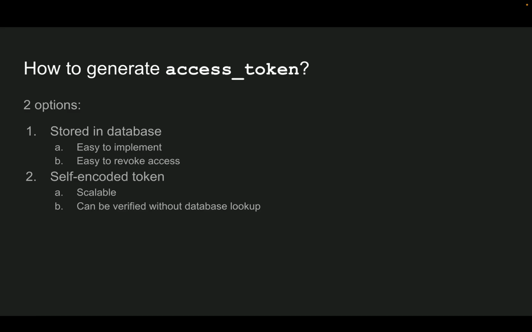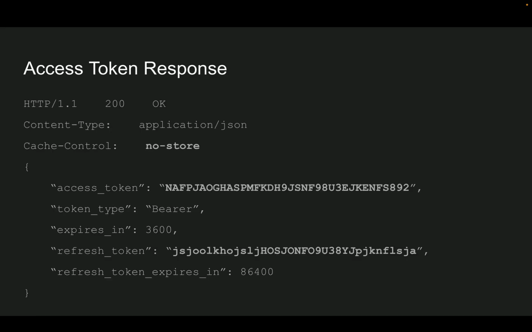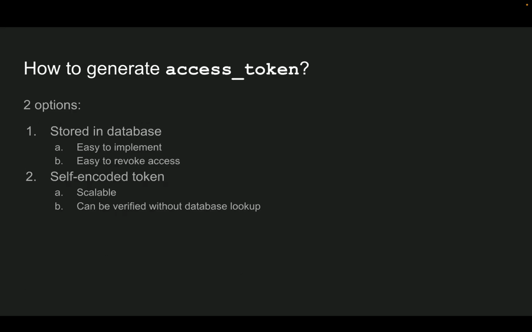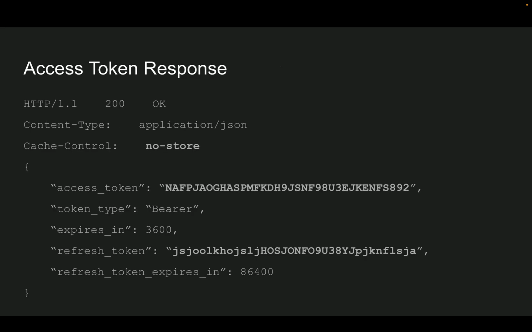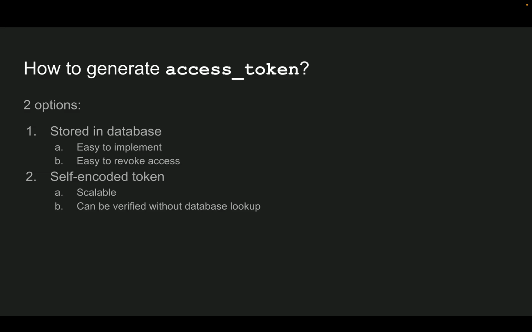Now, how to generate the access token? Here you see we have the access token, and we need to generate it. So how do we generate that? There are two options. The first is to store all this information in the database. Here, the access token is a string only, but this string contains a lot of information. So the first approach is we can store all this information in a database, generate some random ID, and return that random ID to the client application.